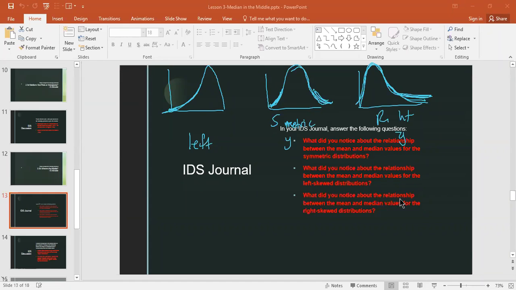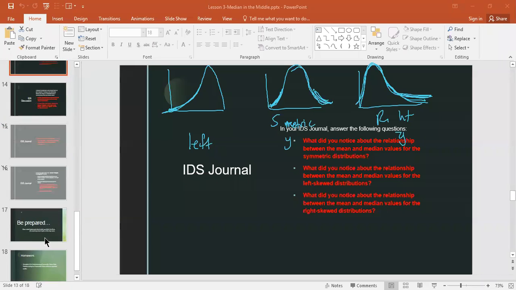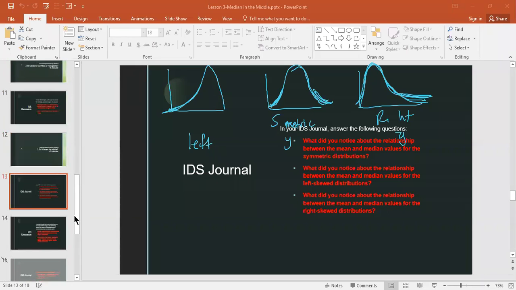I want to give you guys, actually, we're running out of time. I want to make sure we cover this though. Can anyone volunteer what they noticed for the symmetric data? Let's see if we can get some volunteers here. Thank you, David. Go for it.